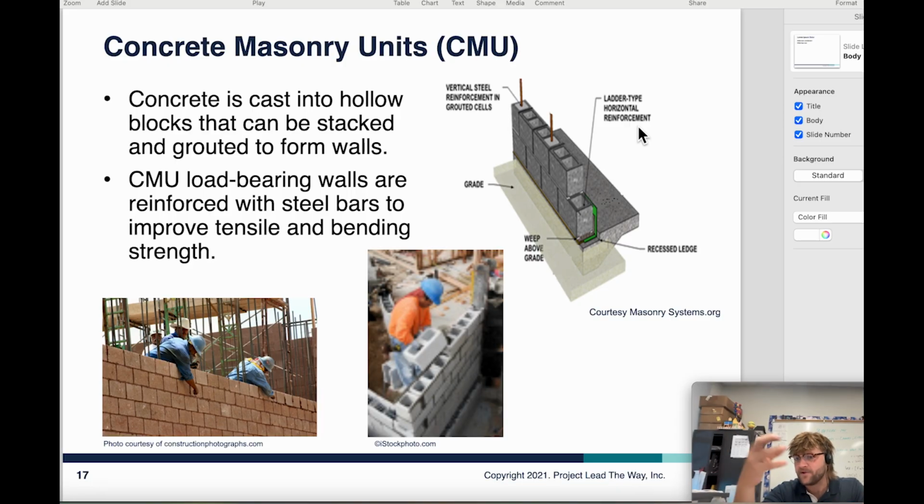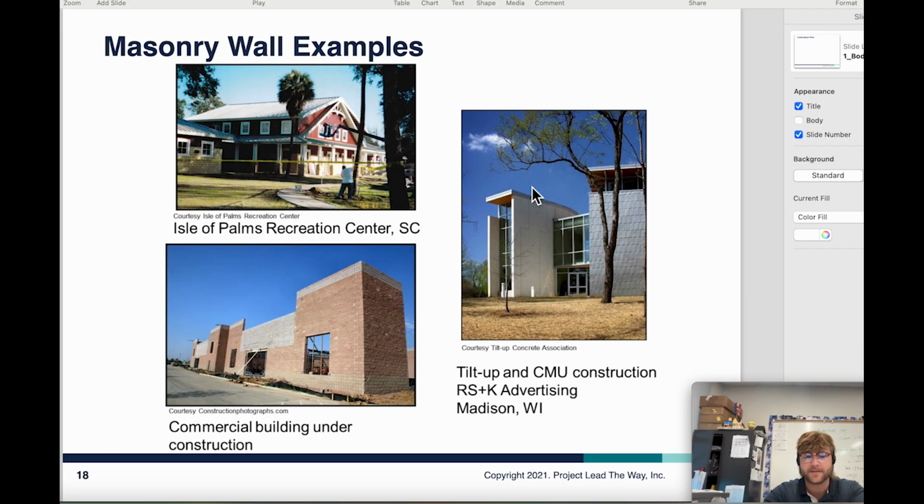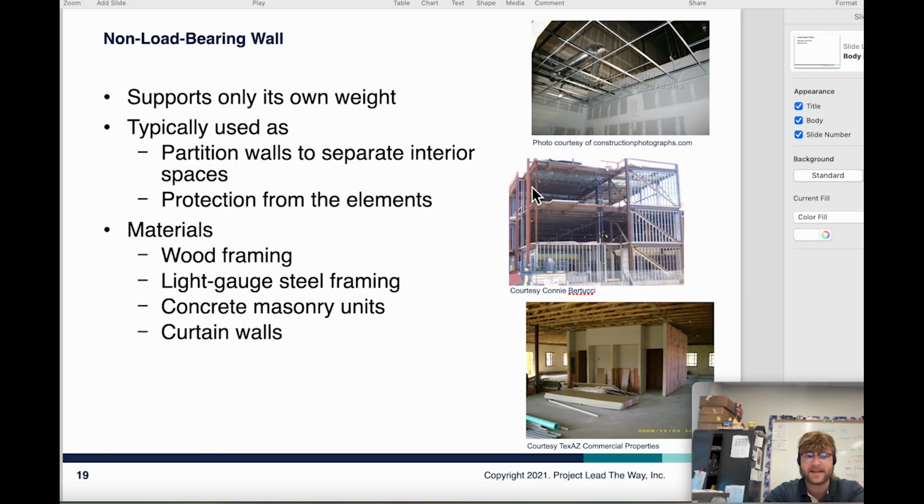So CMU, if you look around our campus at our school, you'll see a whole lot of these concrete masonry units. And so what they'll do, the concrete is cast into these hollow blocks here. And so we'll stack those. We'll also use grout to connect those. And then we'll use the steel reinforcement bars. We'll send those down in there, and then we'll pour concrete in there as well. So that improves not only the tensile strength, but also the bending strength of this as well. So here's just some examples of masonry walls.